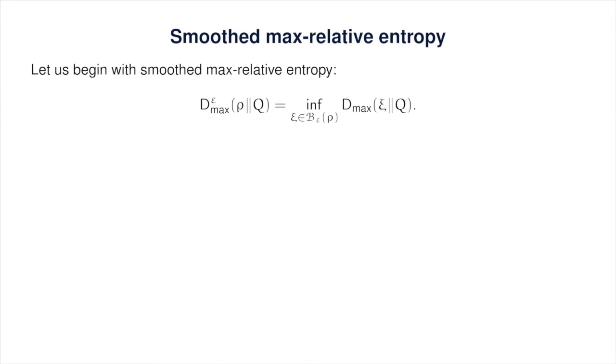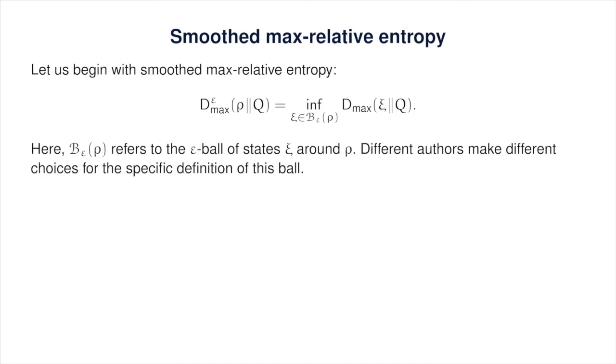We're now going to look at these two optimizations separately, beginning with the first, the smoothed max relative entropy. Here again is the definition of the smoothed max relative entropy of ρ with respect to q, where b sub epsilon of ρ denotes the set of all density operators xi that are epsilon close to ρ with respect to some way of measuring closeness. You will in fact find that different authors make different choices for this set. One natural choice is to let b sub epsilon of ρ be the set of all density operators xi having trace distance at most epsilon from ρ.